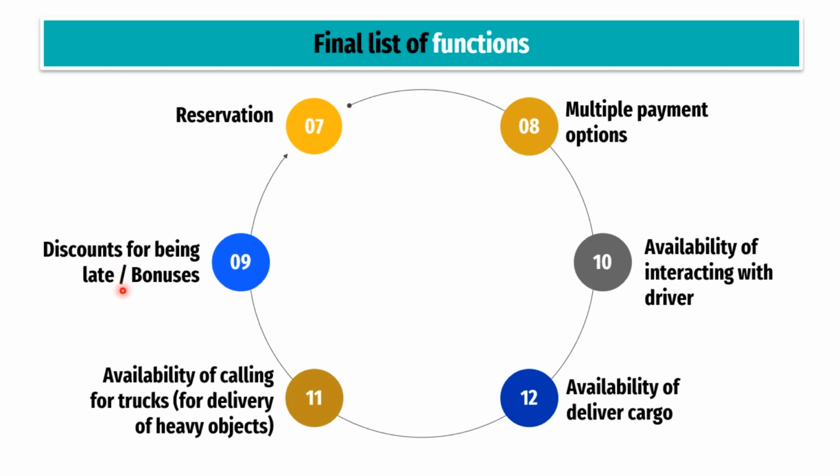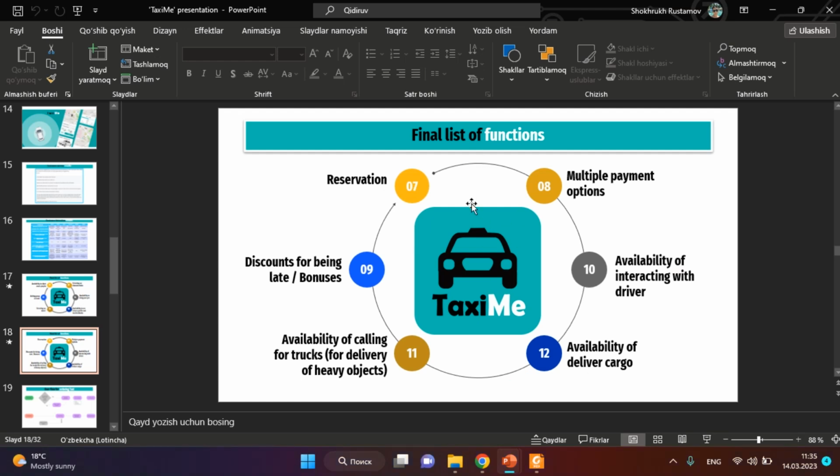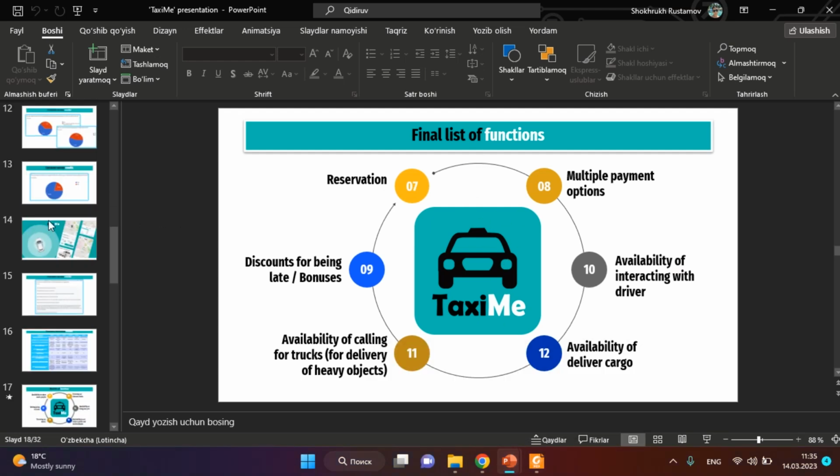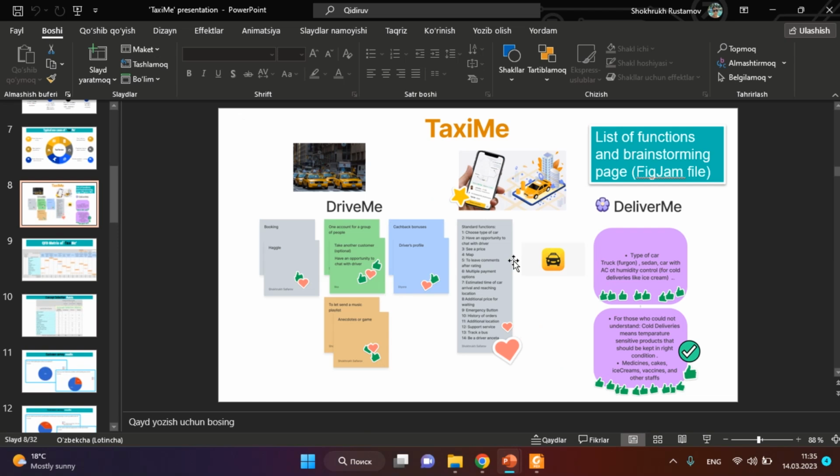So discounts for being late or bonuses, availability of calling for trucks like delivery or heavy objects, multiple payment options, availability of interacting with the driver, availability of cargo. So you can see there are only 12 functions here in the final list, but on the brainstorming page you can see there are lots, more than 12. So we have kicked out some of the functions that we found unnecessary.